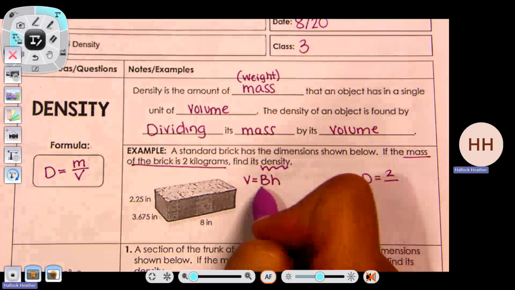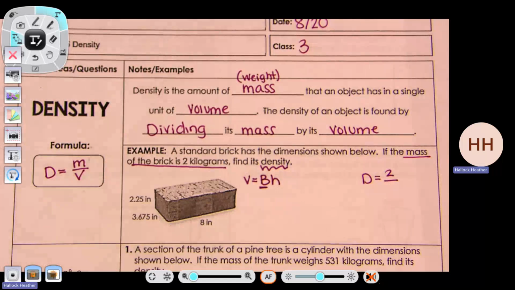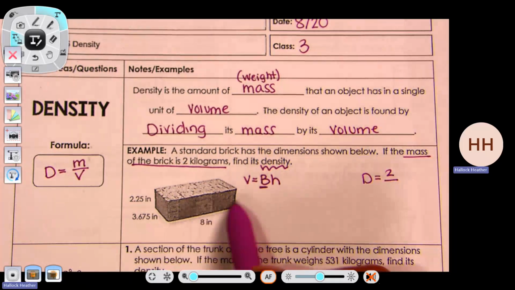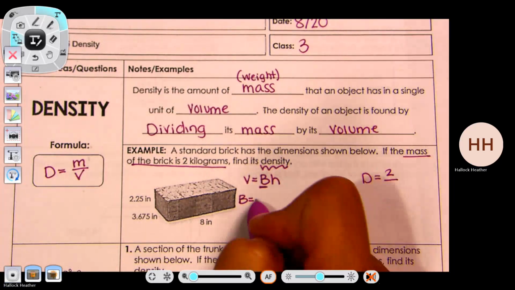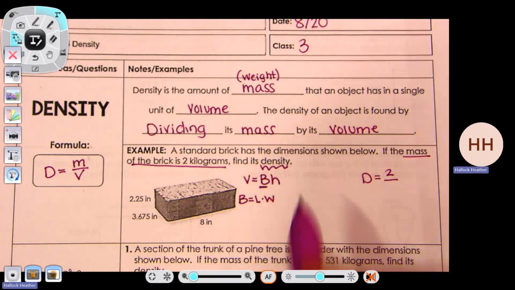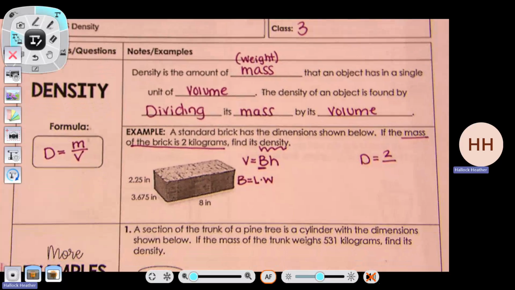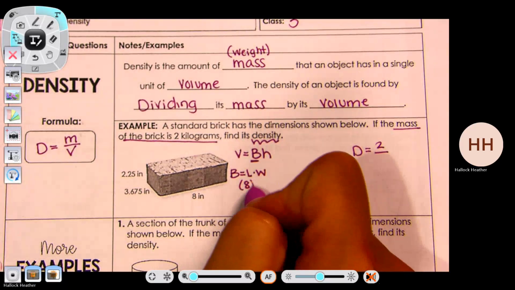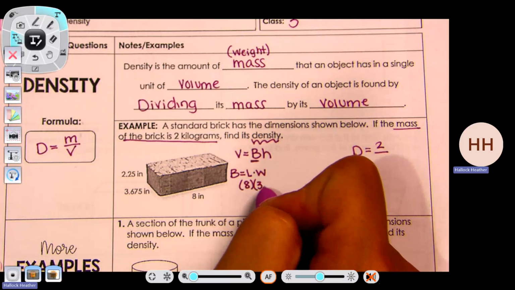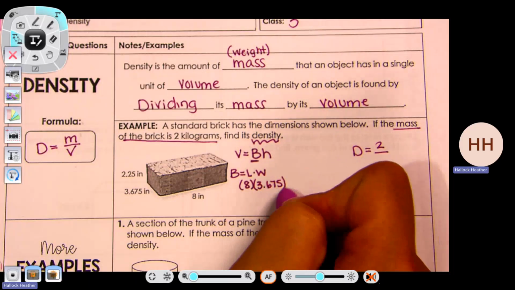Nope, because big B is not little b. Little b is base. Big B is what? Area. Area of the base. So what shape would this base be if it's a brick? It's a square rectangle. So how do we find area of the base? Length times width. What's the length and the width of just the base? 8 and then 3.675, which is a little weird, but whatever.